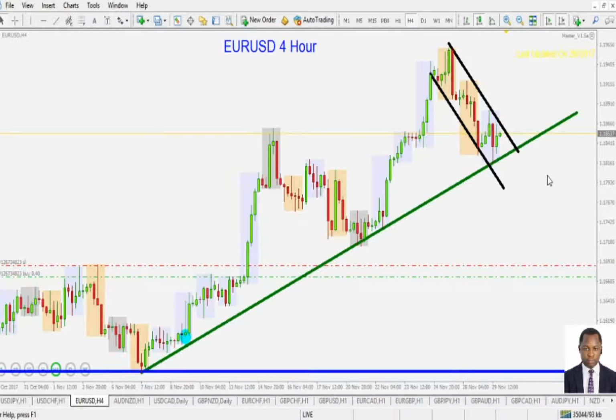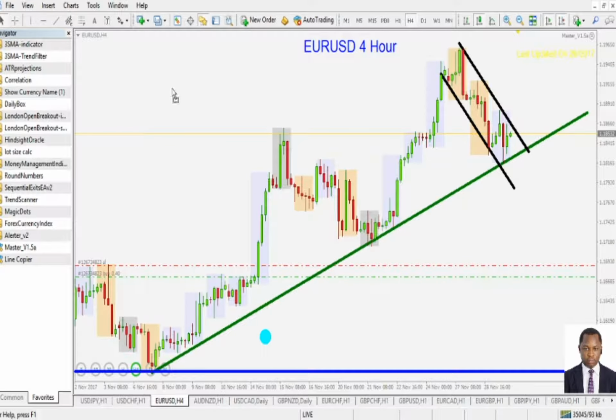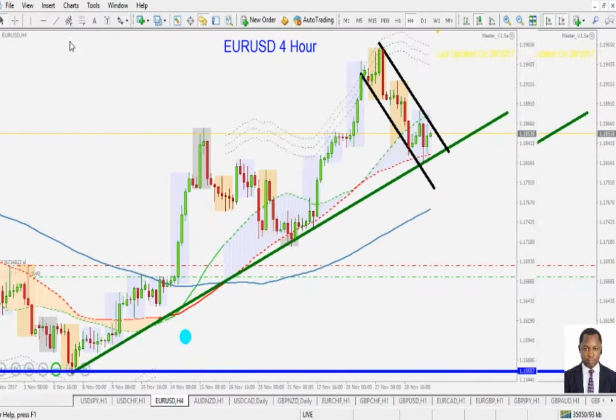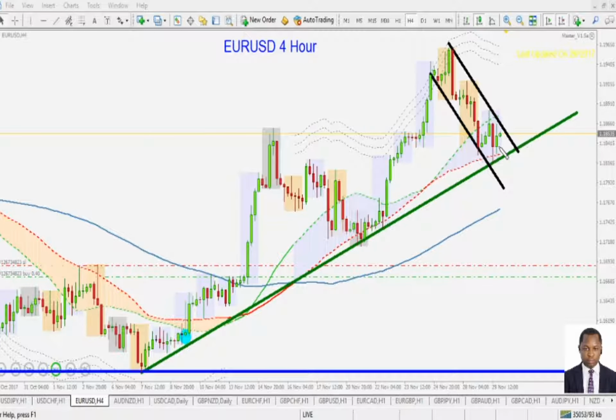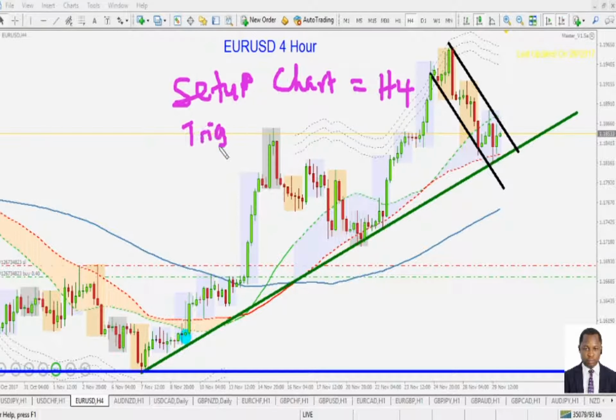This is now our time frame of reference. The strategy we are looking to trade here is the 3 SMA strategy, where we want to see a solid breakout of that retracement trend line for price to push to the upside again. The setup chart is the 4 hours time frame, while the trigger chart is the 1 hour time frame.